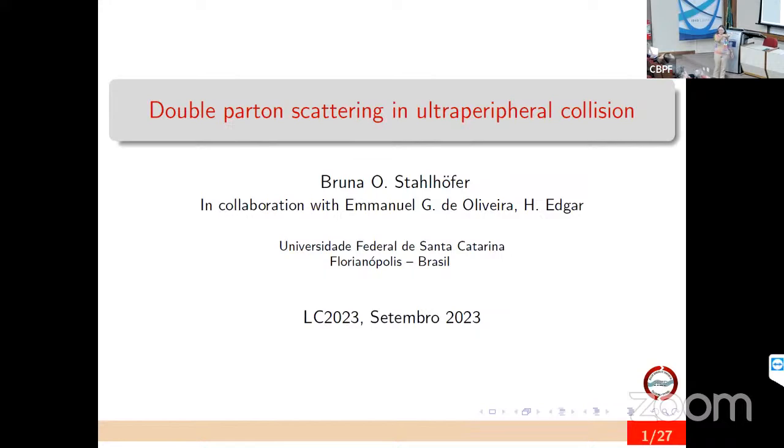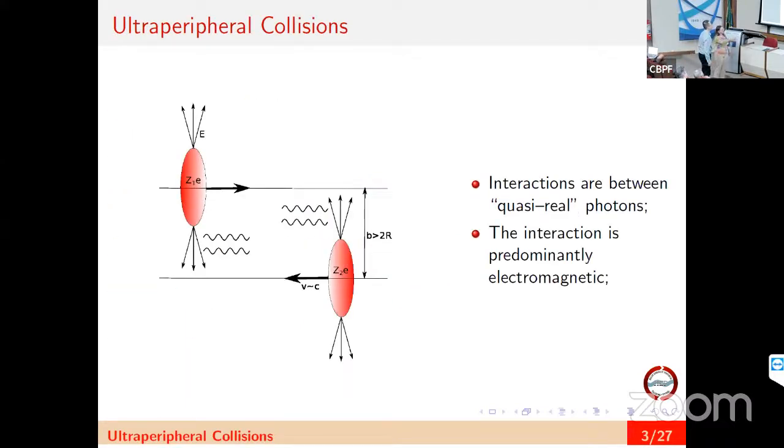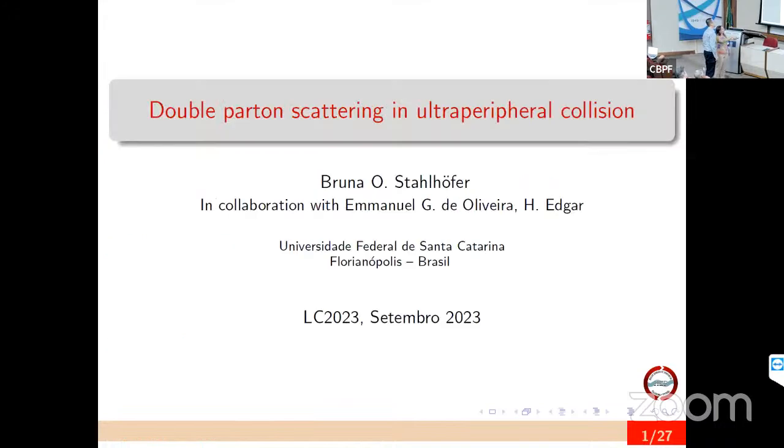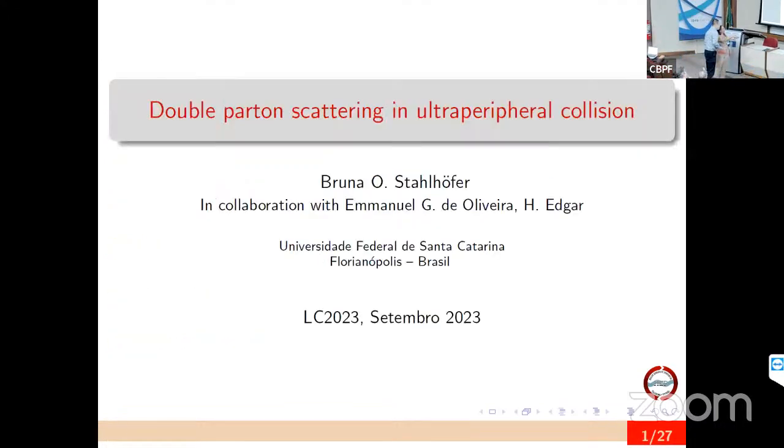Where is the pointer? Ah, okay. But I think if I press here, it will not go to another slide. No, well, no.